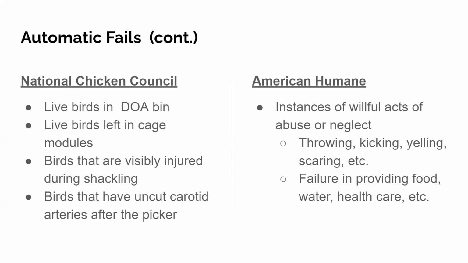Continuing with NCC's automatic fails, live birds in the DOA bin are also seen as a failure. Other fails include live birds left in cage modules, birds that are visibly injured during shackling, and birds that have uncut carotid arteries after the picker. The rest of American Humane's automatic fails are instances of willful acts of abuse or neglect, such as throwing, kicking, yelling, scaring, and failure in providing food, water, healthcare, etc.